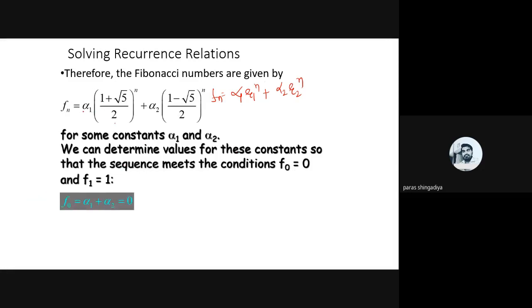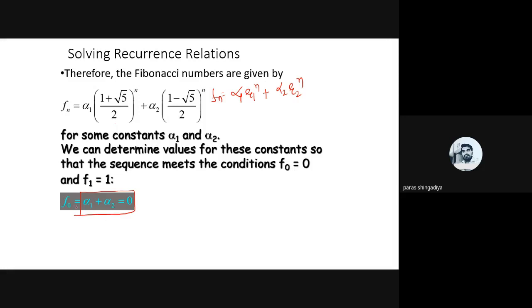Okay, when we put 0 there, it is alpha 1 (1 plus root 5 by 2) raised to 0 plus alpha 2 (1 minus root 5 by 2) raised to 0. So what does it mean? It is alpha 1 plus alpha 2 only, and f of 0 equal to 0. So in the first equation we get alpha 1 plus alpha 2 is equal to 0.